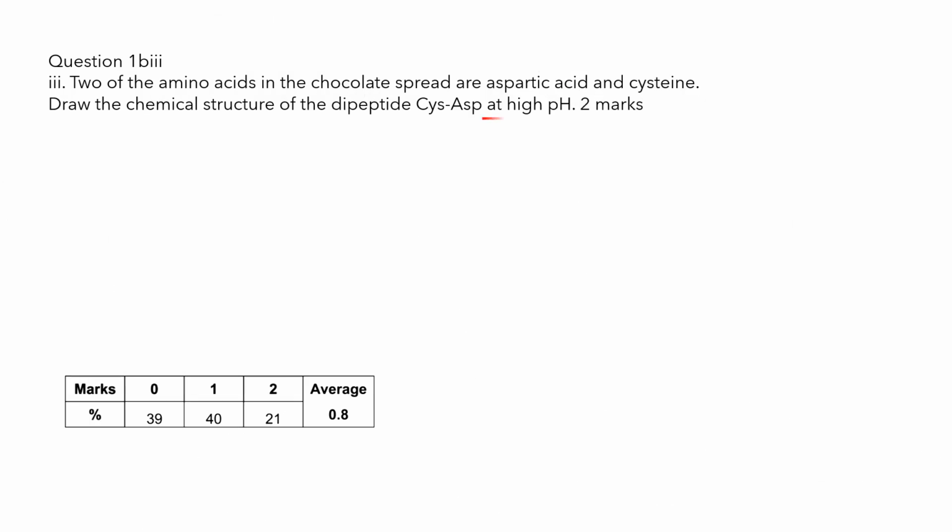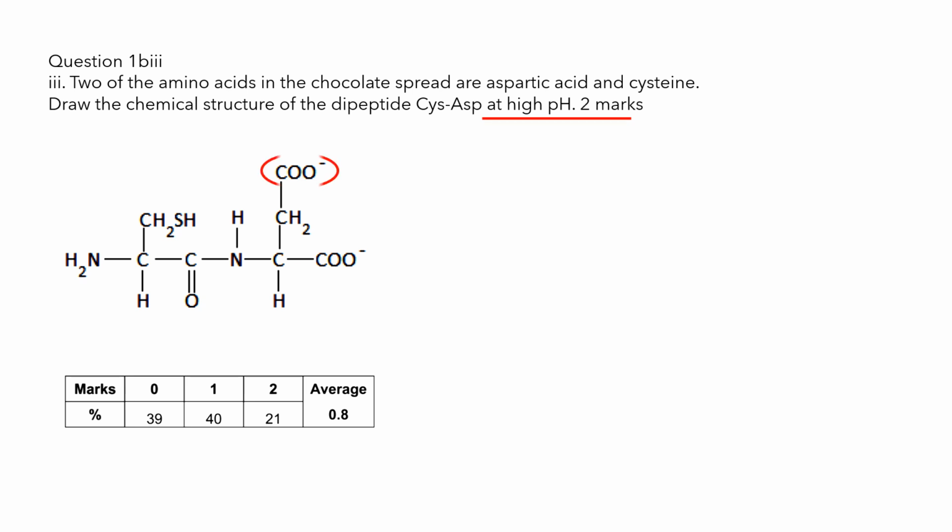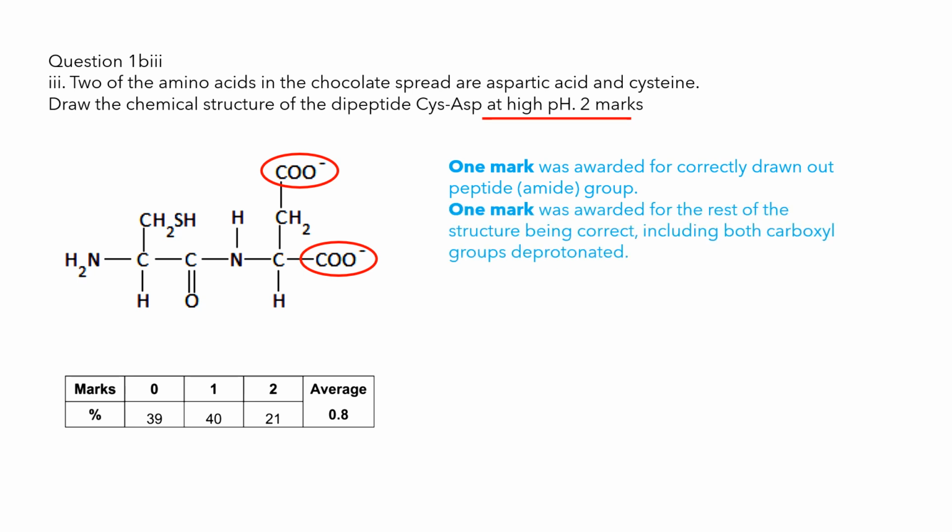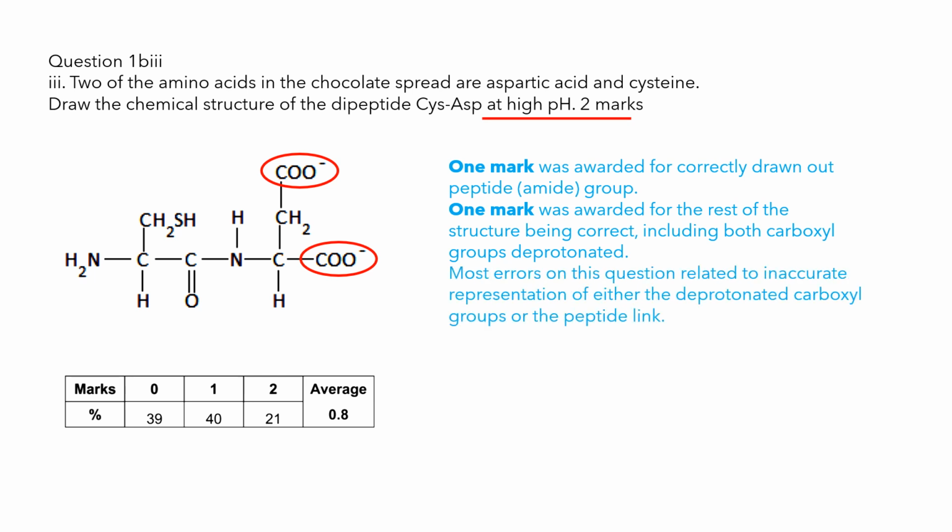High pH means that hydroxide ions are rich in the solution. Thus, all carboxylic acid groups should lose all their hydrogen ions to form anions. 1 mark was awarded for the correctly drawn peptide group. 1 mark was awarded for the rest of the structure being correct, including both carboxyl groups deprotonated.